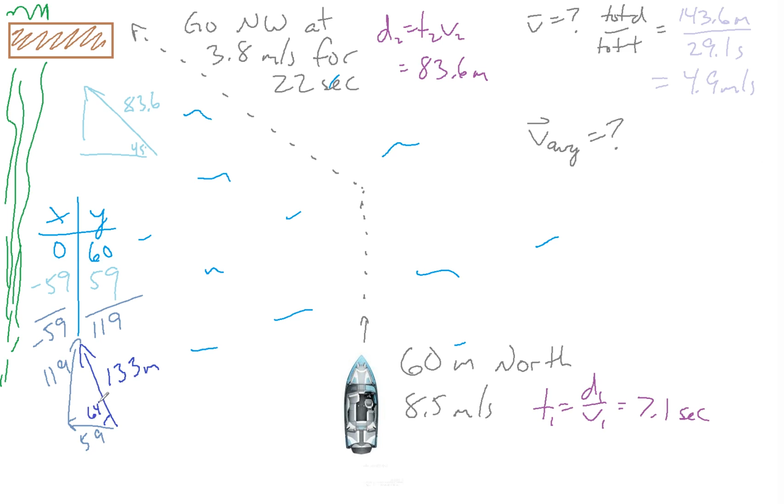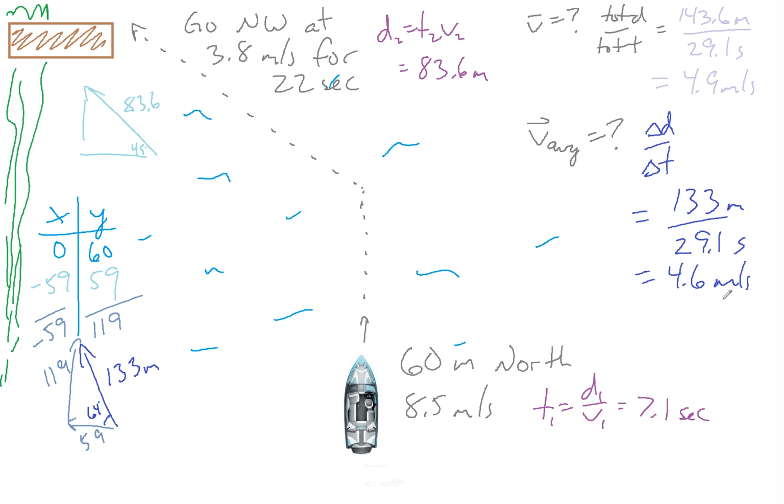Okay, so if we're going to use that for average velocity, because average velocity is displacement over time, I found my displacement, and that is the 133. So 133 meters, and the time is still the 29.1. That doesn't change at all. So I've got the 133, and I'm going to divide that by 29.1, and we're going to get, again, we'll round off a little bit, about 4.6 meters per second.